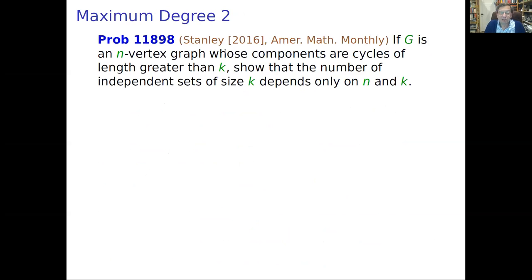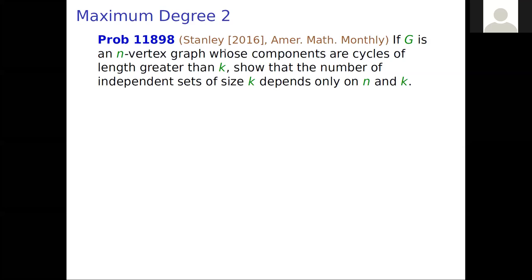What about the problem of graphs with maximum degree two? Here's where we have the most detailed results. Richard Stanley proposed a problem in the problem section of the American Mathematical Monthly in 2016. He said, show that if G is an n-vertex graph whose components are all cycles of length greater than K, then it doesn't matter what the lengths are, the number of independent sets of size K depends only on n and K. He presented a proof of this using generating functions, and we were able to find a combinatorial proof and then generalize it to say something much more general that is related to this reconstruction.